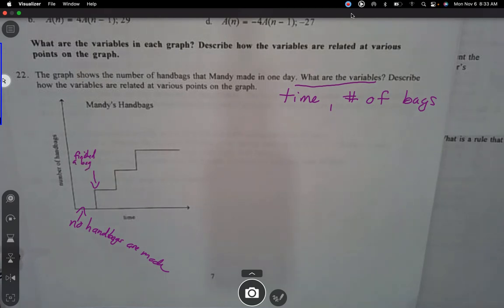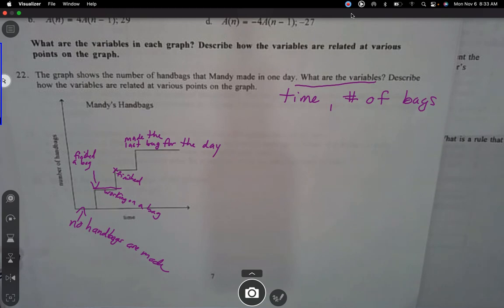Okay, so what do you think is going on right here? Do y'all think she's making another bag? Yeah. So I could just put she's working on a bag. And then what happened right here? Finished another, right? So I'm just going to write the word finished. And then finally, what do you think happened right here for the day? So she's working on a bag, and then it stays constant. Maybe she stopped for the day. So she made the last bag for the day.